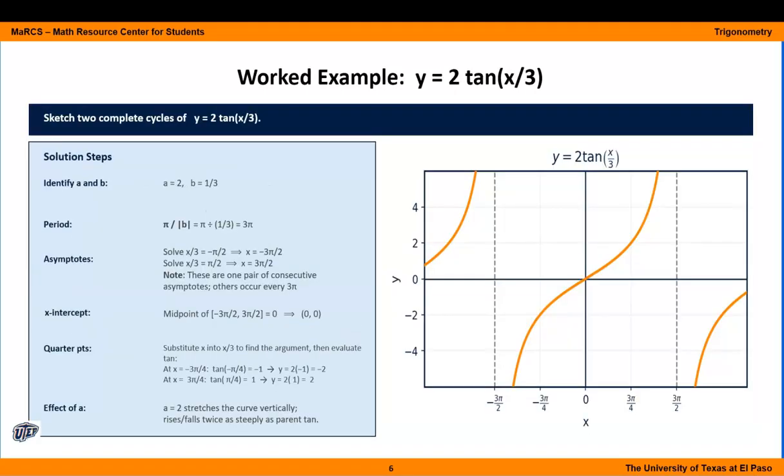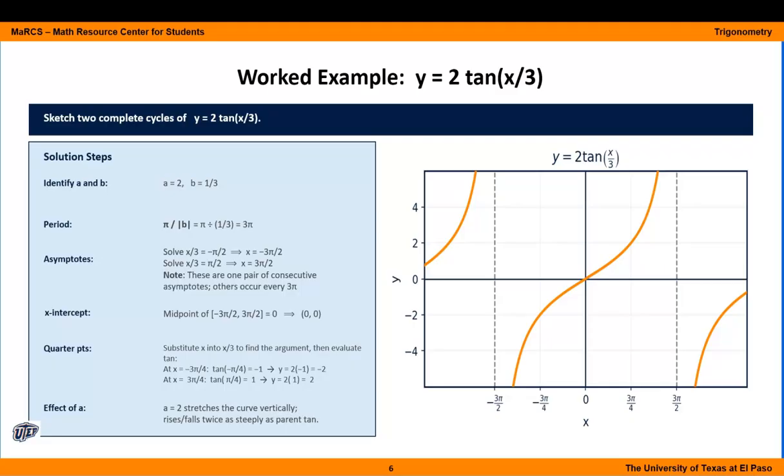Let's do an example. Here we are graphing y is equal to 2 tan of x over 3. Here a is equal to 2, which stretches the graph vertically, and b is equal to 1/3, which stretches it horizontally. The period is pi over the absolute value of b, which is equal to 3 pi. Now we find asymptotes by setting the argument equal to negative and positive pi over 2. That means x over 3 is equal to negative pi over 2, which gives us x is equal to negative 3 pi over 2, and x over 3 is equal to pi over 2, which gives us x is equal to 3 pi over 2.